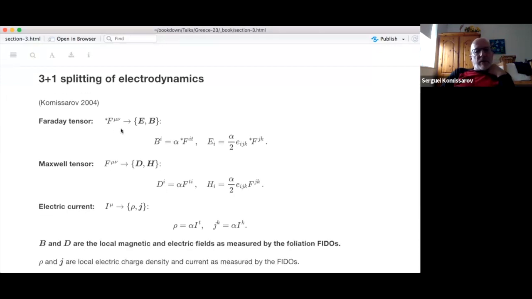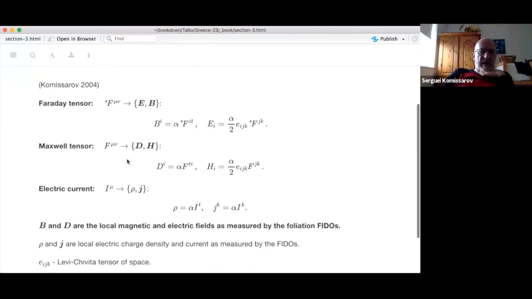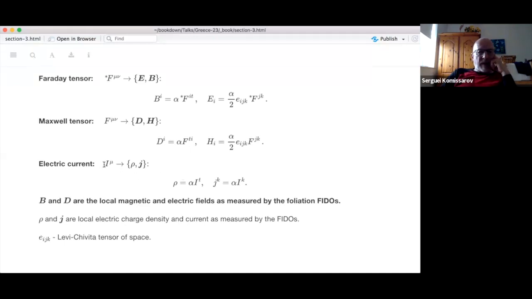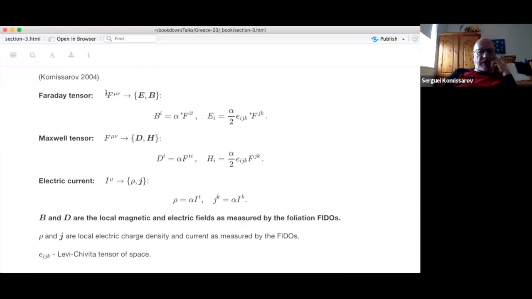Right? The Faraday tensor, for example, can be split into electric field E and magnetic field B. The Maxwell tensor can be split into two other fields, which can also be called, well, electric field, but now D, and the magnetic field H. And the electric current can be split into electric charge and electric current of space, a free vector. So here is the tensor of space-time, and here are the vectors of space. J is also a vector of space, and rho is a scalar of space.